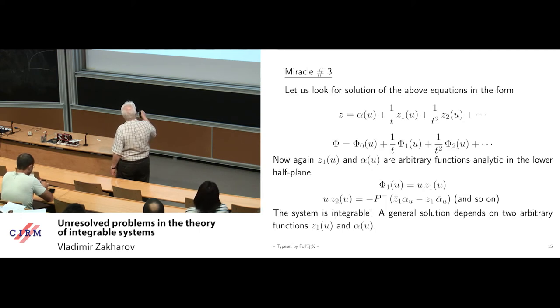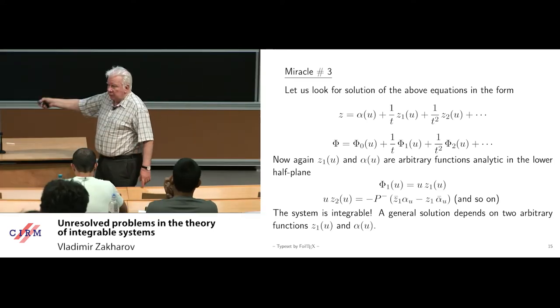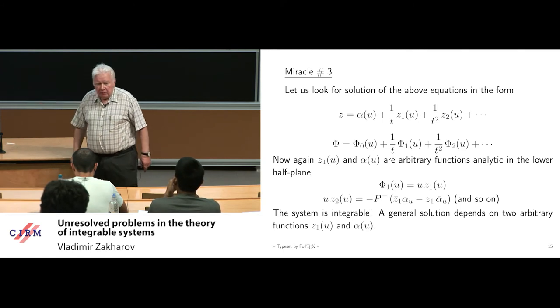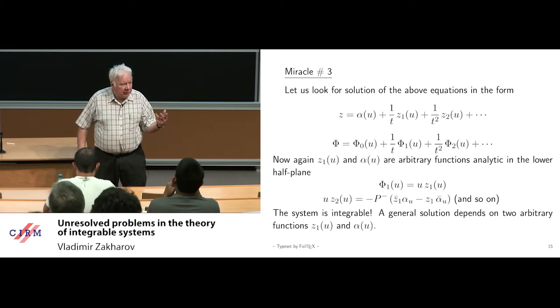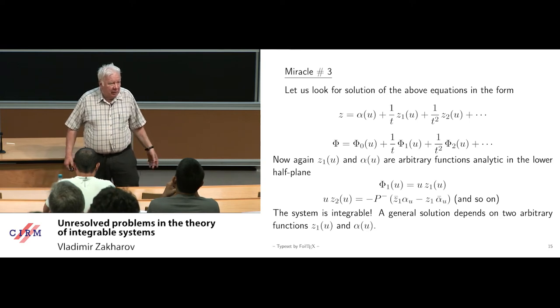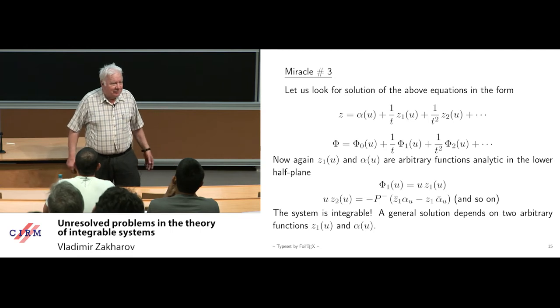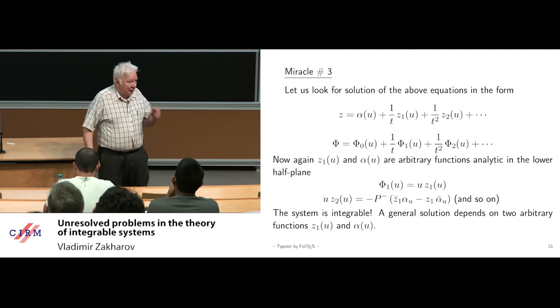And the second miracle is, suppose you look for the general solution as a series in inverse powers of 1 by t. Again, the first term can be chosen arbitrarily, and these two functions, R could be chosen, they're connected with a relation. Then all other terms are easily calculated step by step by a recurrence procedure. So in a sense, the system of equations, the deep water equation with this exotic boundary condition, is completely integrable.